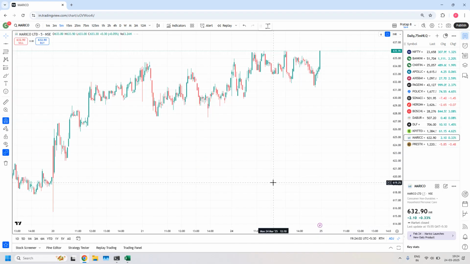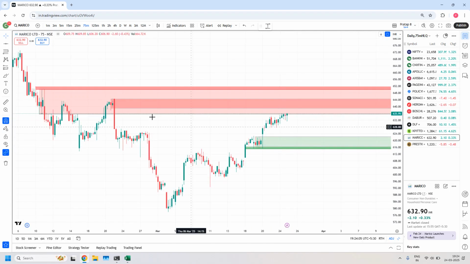And the last one is Marico. This is a 75 minute zone. Marico already we discussed, I explained in the previous. Here we don't have a proper 5 minute zone in the 15 minutes. And here we have a horizon. This is the area, 5 minutes horizon. We want to plan a trade. But anyway, today prices did not enter into this zone.